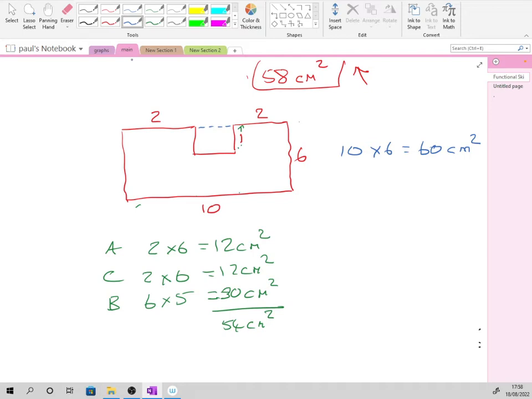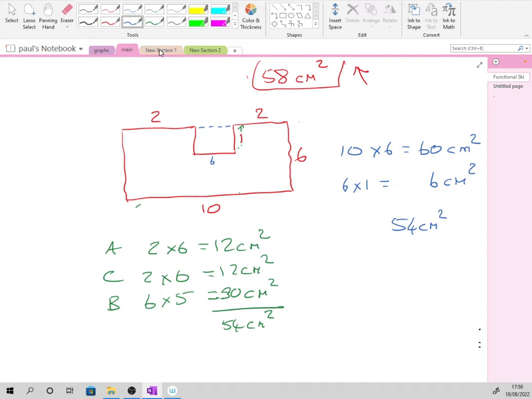So this little bit was 1, and all we need to do is find this one. Remember, that was 10 all the way across, so we take away the 4, so that was 6. So 6 times 1 equals 6 centimeters squared, and 60 minus 6 is 54 centimeters squared. So it's a bit quicker than the green way, but never mind, it doesn't matter.